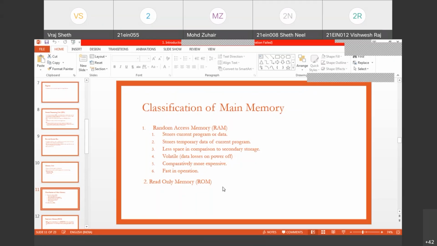Then we have read-only memory, ROM. RAM is also volatile. It has less space compared to secondary storage, that is, the hard disk. Hard disks now come in 1 terabyte, 2 terabyte, but RAM is still 2 GB, 4 GB, 8 GB. That is why we say it has less space in comparison to secondary storage. In our desktop or laptop, the configuration may be 4 GB RAM and 1 TB hard disk. That is the comparison we are talking about.